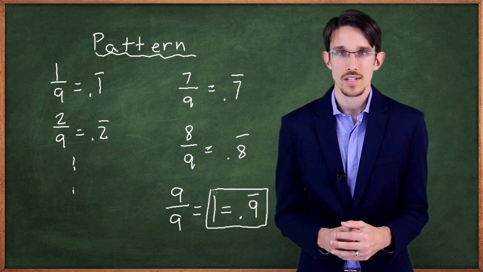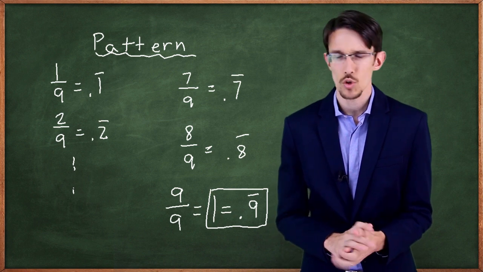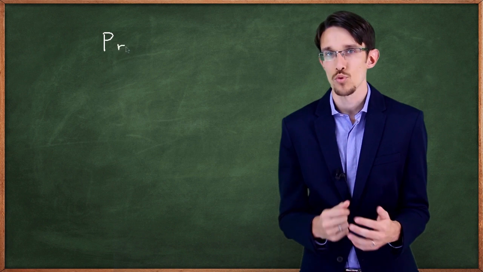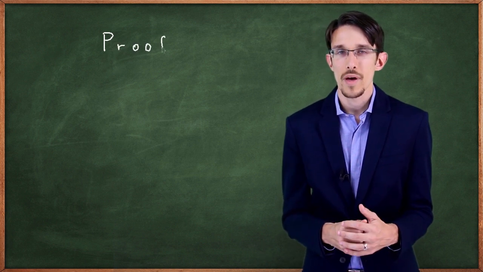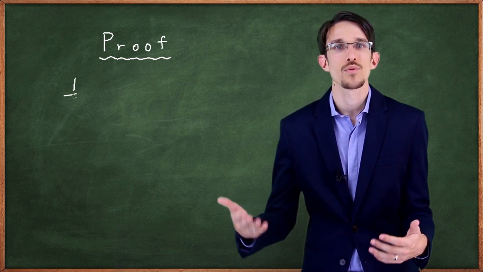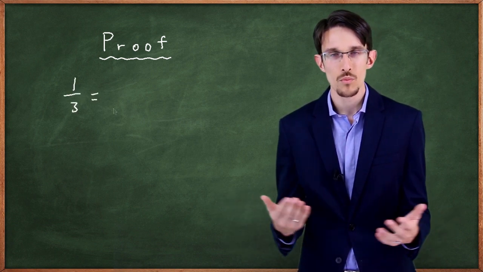Okay, so that was an interesting pattern. Maybe you're not convinced. No problem. Let's take a look at a slightly more rigorous proof, a simple arithmetic proof. We'll start by saying 1/3 equals 0.3 repeating. We know that's true.